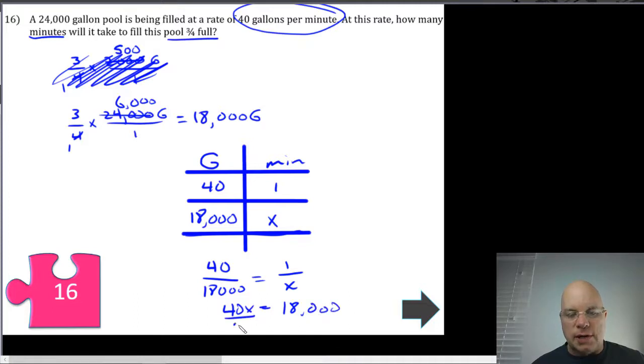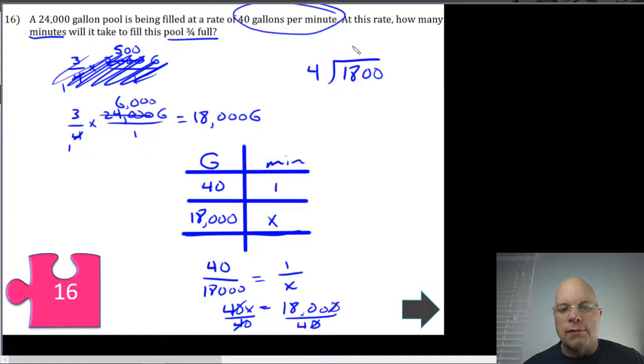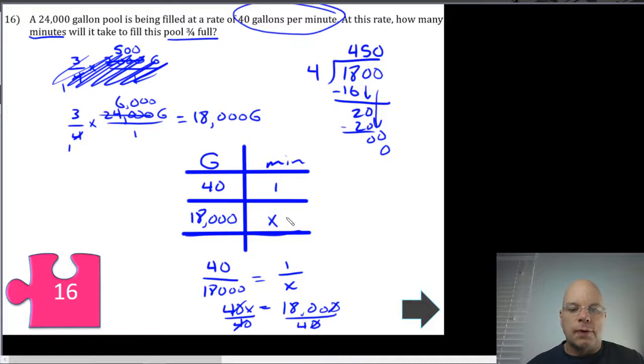And we divide both sides of the equation by 40, and we'll find x. I'm going to factor out 10 over 10, crossing off a 0 in the numerator and denominator, and my division is 1800 divided by 4. There are 4 4s in 18, 4 4s are 16. Subtract to get a difference of 2, bring down the 0, there are 5 4s in 20. And we need a number in the ones place, which is a 0. 0 4s is a 0. So 450 minutes.